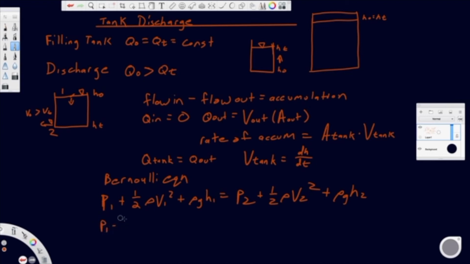Oops, there we go. Keep accidentally turning on my eraser there. Okay, P1 equals P2. And then if we rewrite that, basically just removing the pressures, they cancel each other out, and then grouping our variables together, we can rewrite it as V2 squared minus V1 squared is equal to 2 times gravity times the change in elevation.